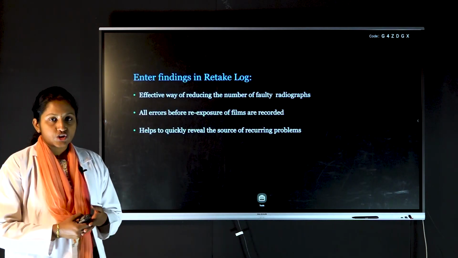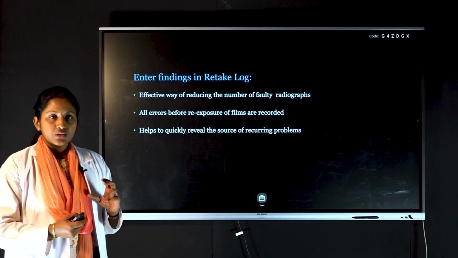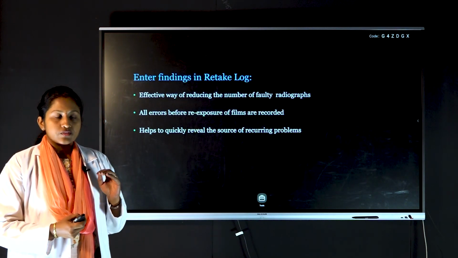So that is about the step wedge test. These are made in order to ensure that the density and contrast of the film is maintained.